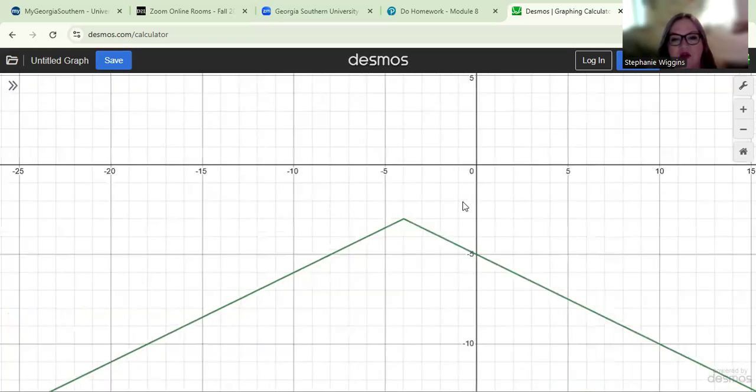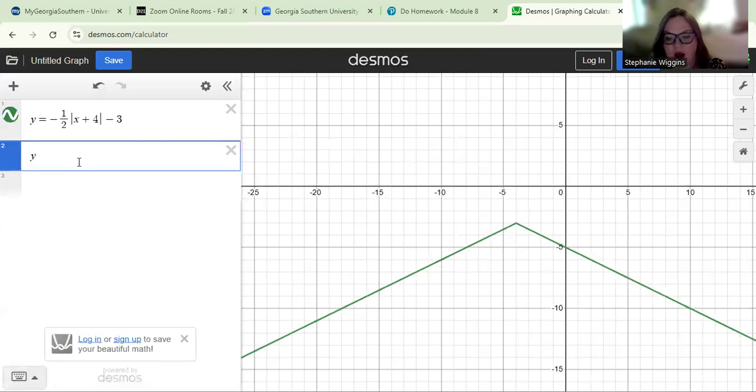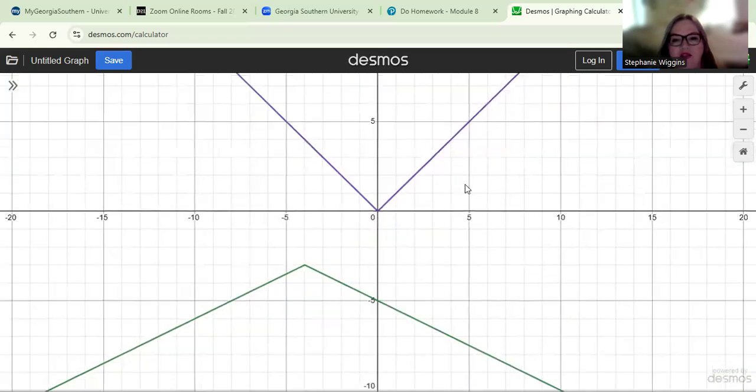We took the basic absolute value. Let me go back to that and put that in. So we started with y equals the absolute value of x. And we flattened it out by a factor of 1/2. And then we reflected it across the x-axis and shifted it over 4 to the left. That was +4 on the inside. And then -3 on the outside takes me down 3 units here.